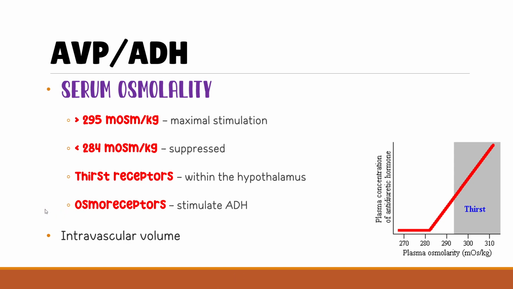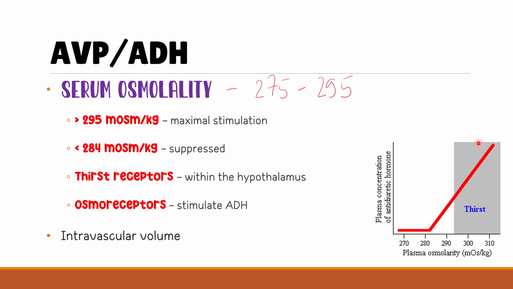Now, the reference range of our osmolality is around 275 to 295 milliosmoles per kilogram. And if our osmolality goes beyond 295, then our ADH will be maximally stimulated. If it is lower than 284, then it will be suppressed. Because again, if increase ang osmolality, then that would mean that there is a decrease in our water concentration. If decrease ang osmolality, then it would mean na taas or there is more water in our body. So kaya dapat isuppress siya.